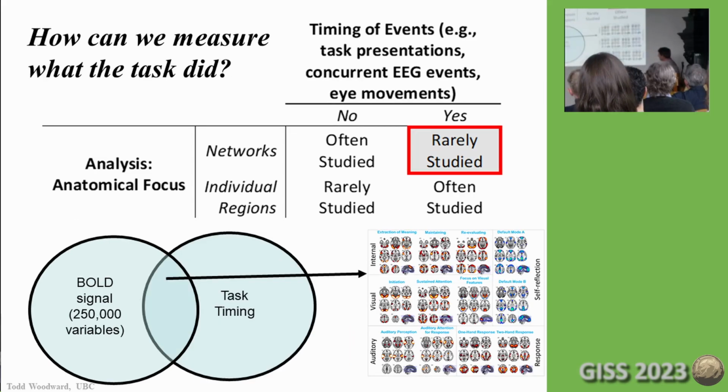Or you could do it this way, where you actually look at the overlap between the BOLD signal and the task timing information and compute the networks based only on that which is shared between the BOLD signal and the task timing information. That actually turns out to be an overlapping but not the same set of networks.